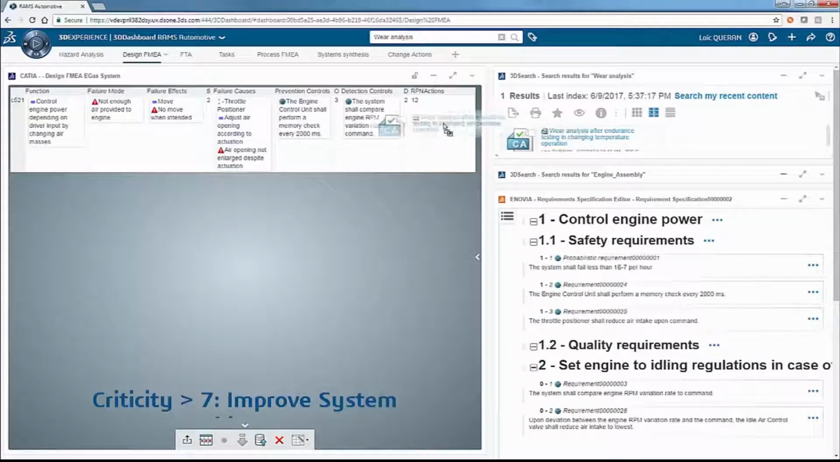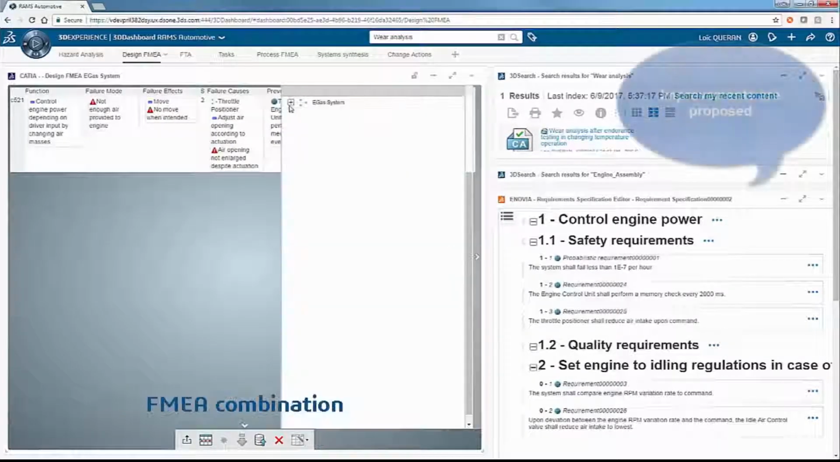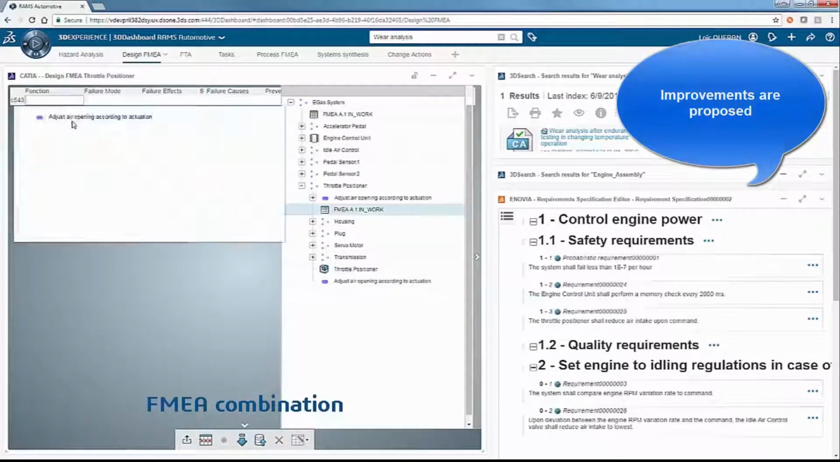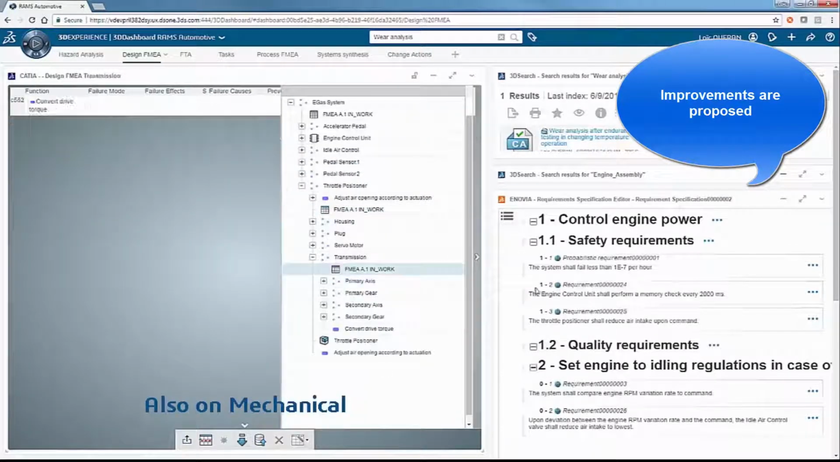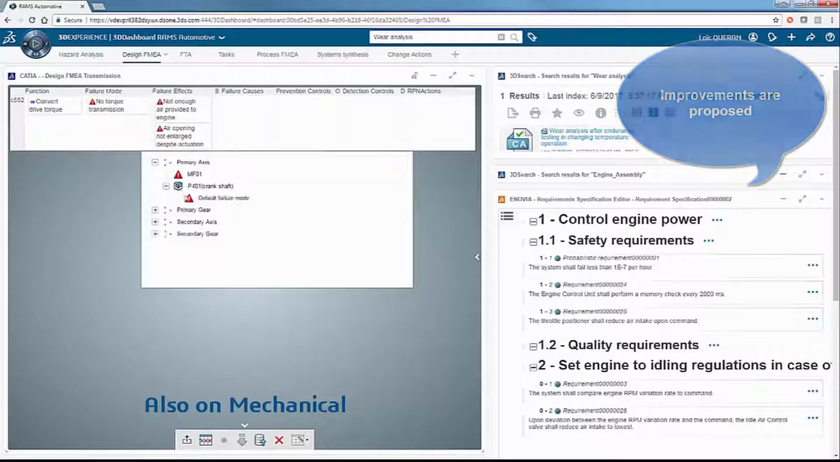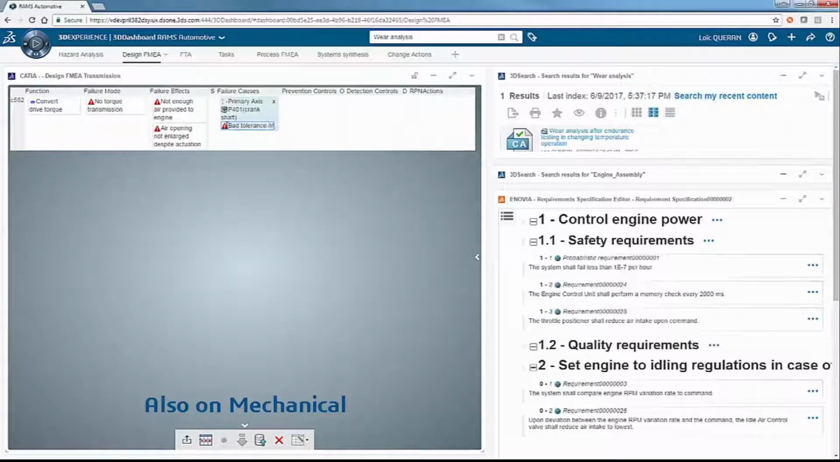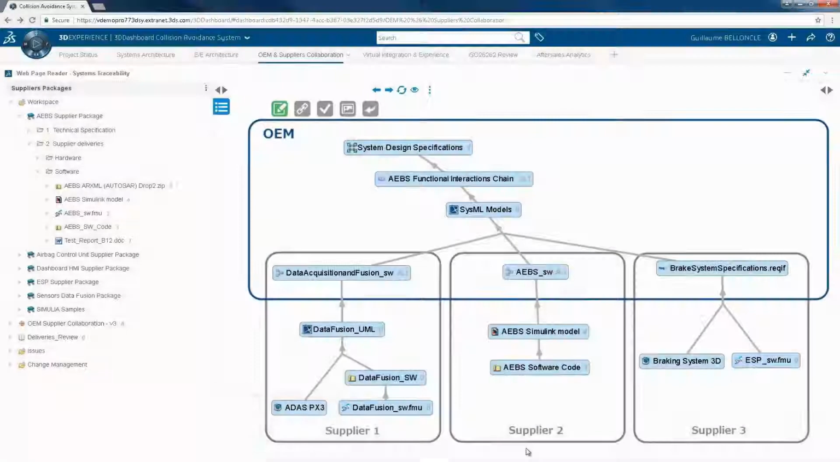For critical failure modes, architecture improvements are proposed to system architects. All FMEA studies can be combined through failure modes and causes. FMEA can be used not only on architecture but also on physical and processes.